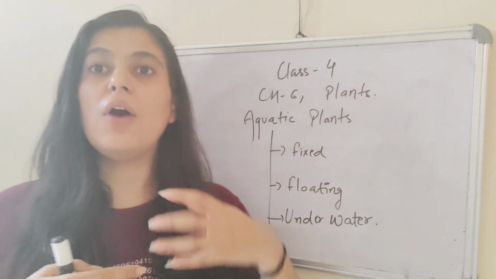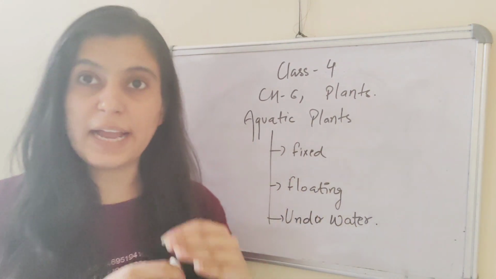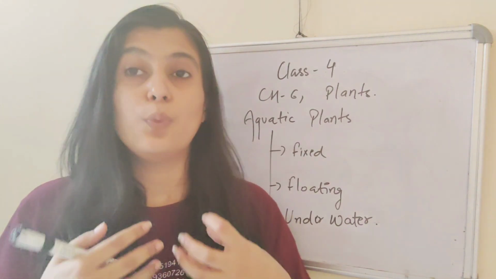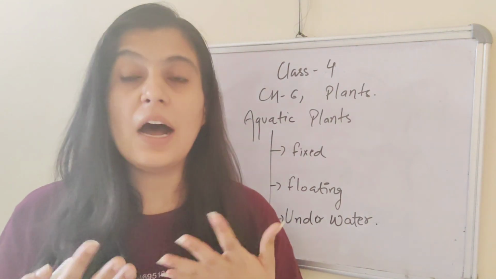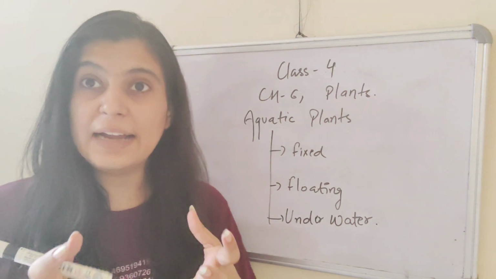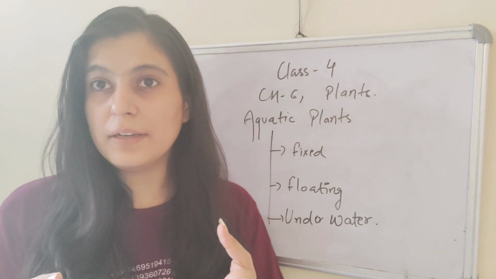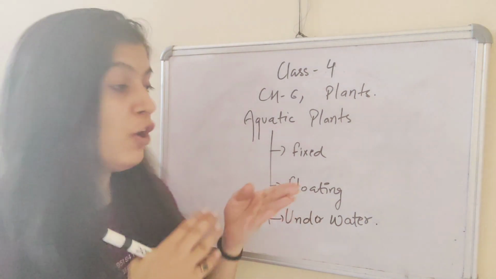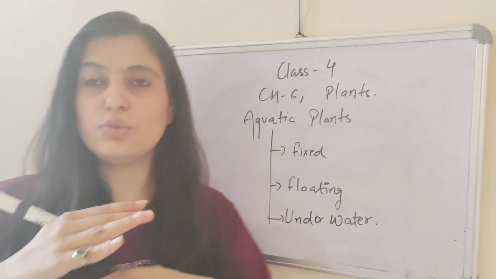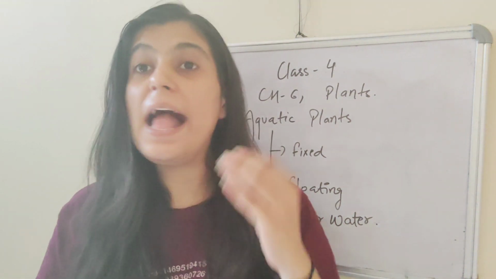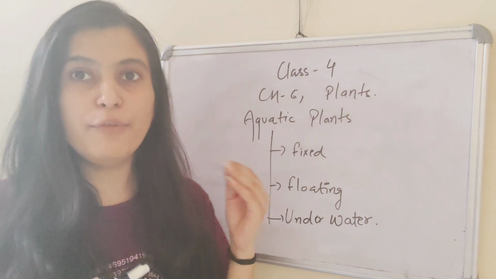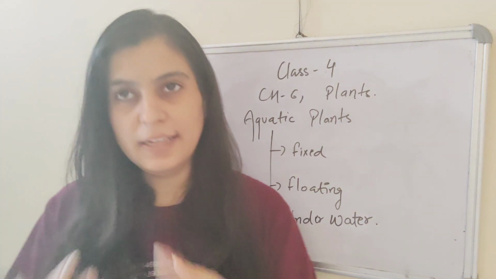So that's why the stomata are present on the upper side. In earlier lectures, we have discussed that there are stomata present. What are stomata basically? Stomata are tiny holes present on the lower surface of a leaf, and they help in breathing the plant. But the lower side of these plants is submerged in water. So that's why the stomata are present on the upper side and they help in breathing the plant. The examples of fixed plants are lotus and lily.